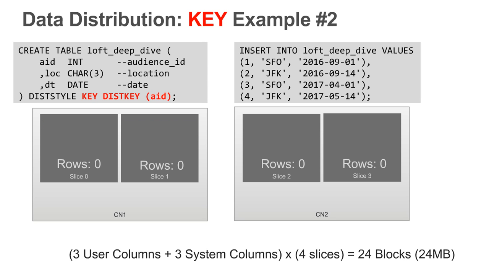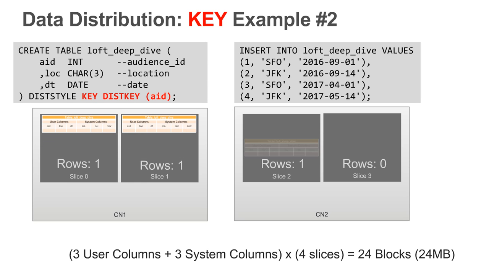So what if we picked a better distribution key? In this example, I picked AID, which I guess is our audience ID. And these are integers: 1, 2, 3, 4. So if we were to hash these, we could hope that maybe the data would land something like this. And it would result in a nice even spread of data across the cluster.